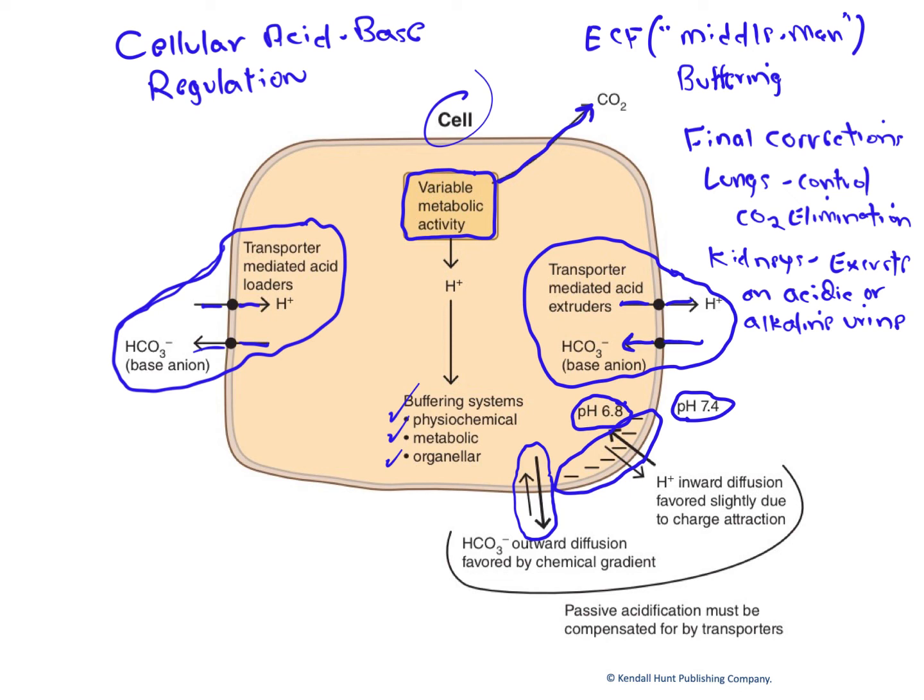What then happens? Well, the ECF has numerous buffering mechanisms in it that will dampen those pH changes. Also, the blood is part of the extracellular fluids, and the blood being carried to the lungs and kidneys, those organs will make final corrections in the pH. And specifically, the lungs do it by controlling the rate of CO2 elimination, and the kidneys can do it by producing either, as necessary, an acidic or alkaline urine.